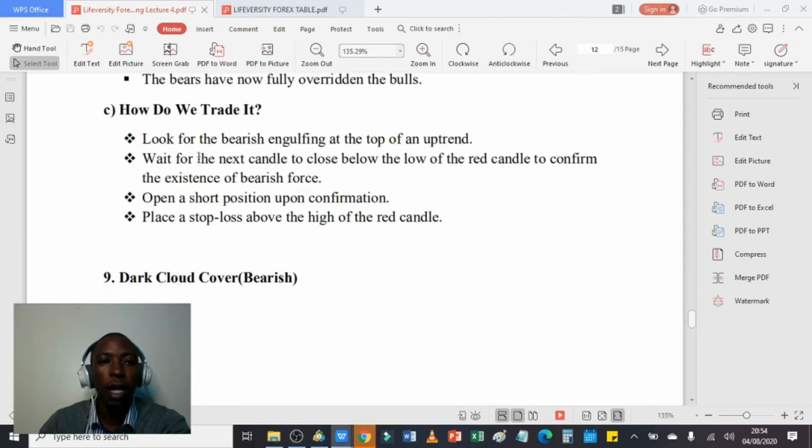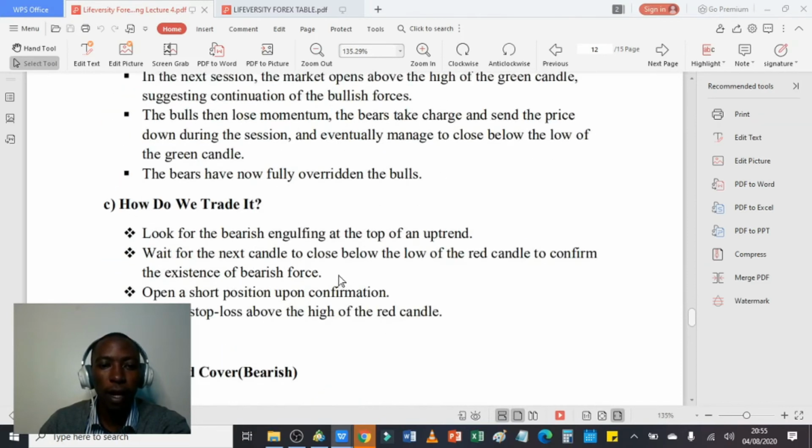How do we trade it? Look for the bearish engulfing at the top of an uptrend. Very important: wait for the next candle to close below the low of the red candle to confirm the existence of bearish force. Open a short position. Upon confirmation, place a stop loss above the high of the red candle.